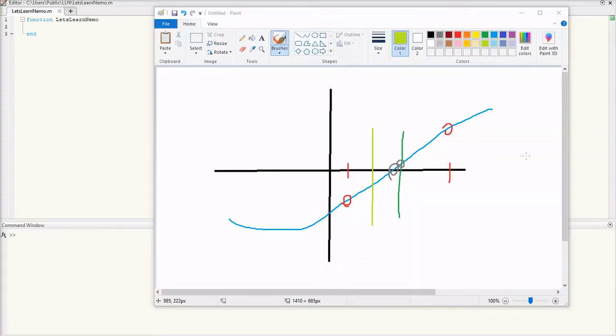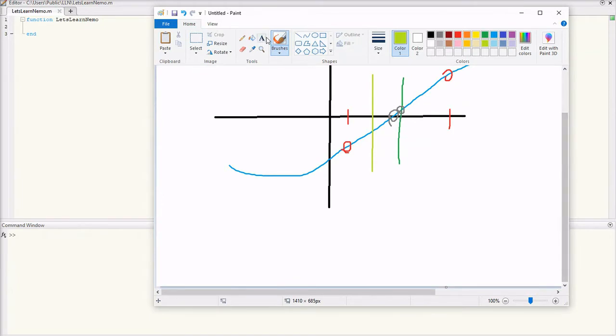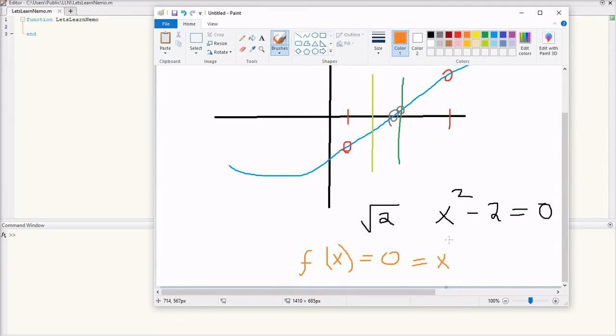Alright, so for this illustration we're going to approximate a particular number that you might not know the exact value of. For example, the square root of 2, which as we know is a solution to the equation x squared minus 2 is equal to 0. So the bisection method is always going to be performed on some function equal to 0. And we're defining that function in this example to be x squared minus 2.